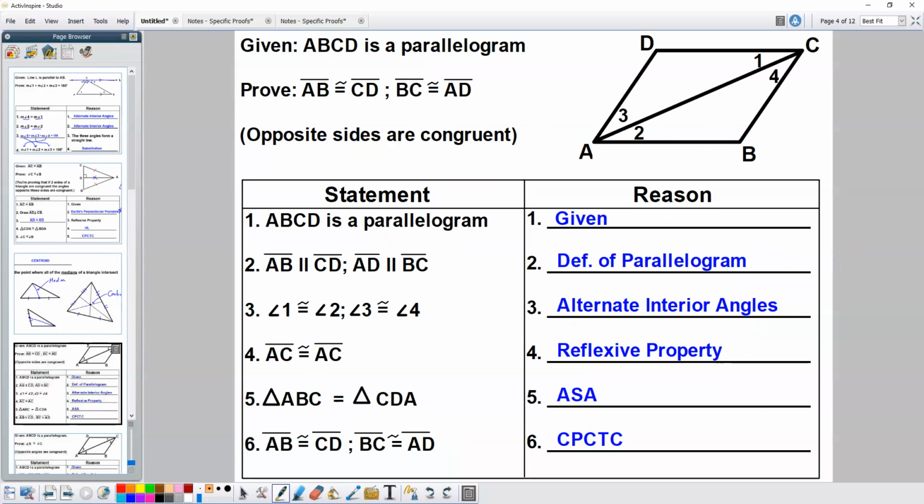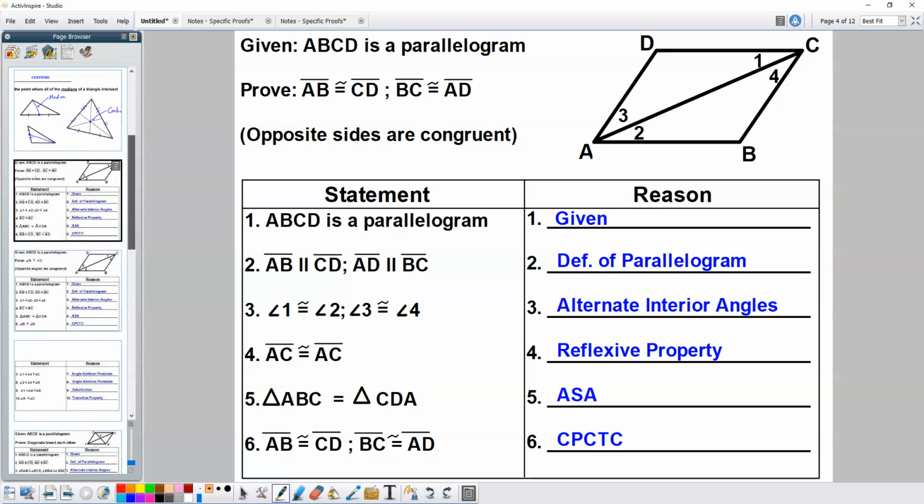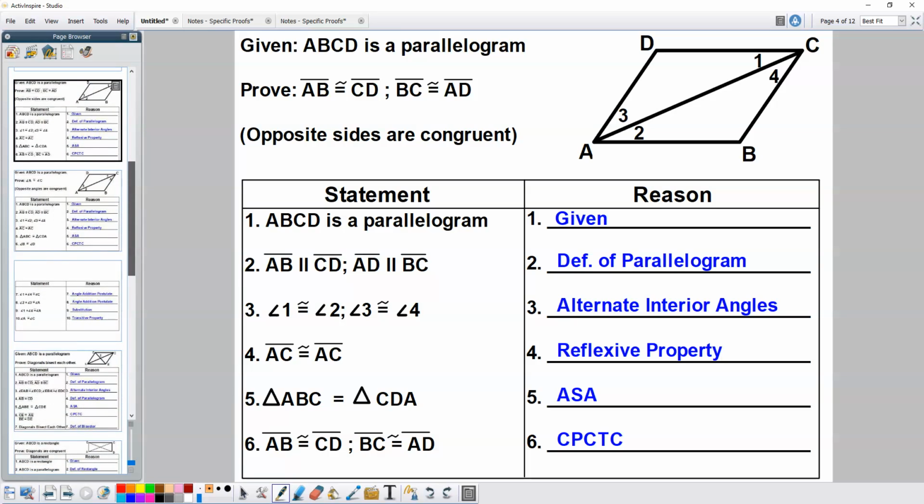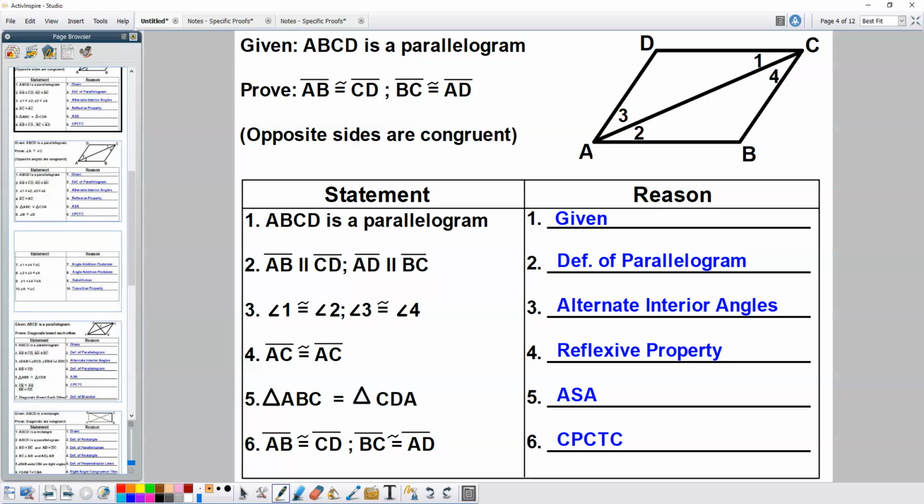Next, we're trying to prove that opposite sides are congruent in a parallelogram. So we're given that it's a parallelogram, and by definition of parallelogram, we know that these things are parallel. Like, we know that these are all parallel. I guess I'd put 2 right there.